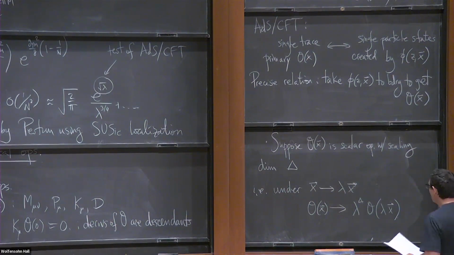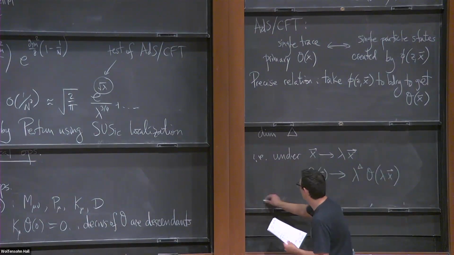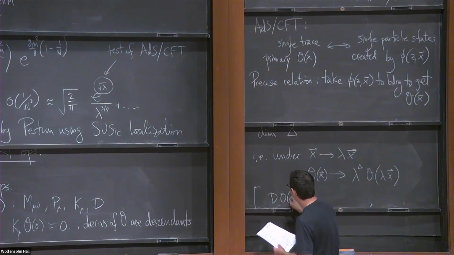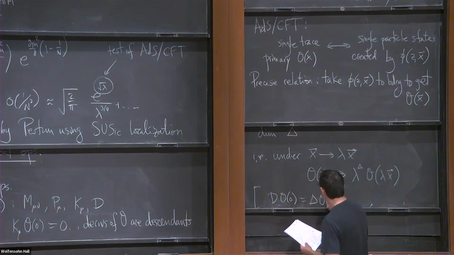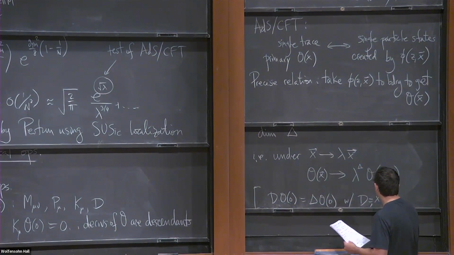Another way of saying this is that when we place the operator at the origin, O of 0 is an eigenstate of the dilatation operator with eigenvalue delta, where the dilatation operator is x mu d by dx mu.